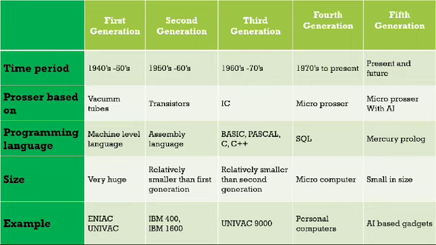Next, fourth generation computers. The computers we are using from the 1970s are fourth generation computers. Microprocessors are used in fourth generation computers. Structured query language, that means SQL, is used in fourth generation computers. The size of the fourth generation computers is very small. That's why we call them microcomputers. All personal computers are examples of fourth generation computers.